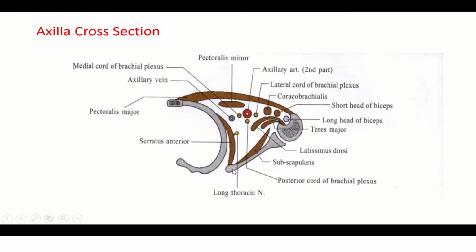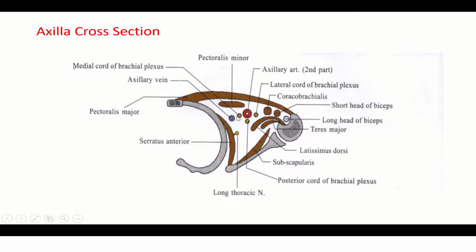Now if you observe here, this is the anterior wall. You can see the pectoralis major and the pectoralis minor. Especially this is taken at the section of second part of the axillary artery. We'll discuss further parts of axillary artery later. Here you can see this is the lateral wall: bicipital groove with long head of biceps, short head of biceps, and coracobrachialis. Here you can see the posterior wall, which is formed by the subscapularis, teres major, and latissimus dorsi. And here you can see the medial wall with serratus anterior and chest wall. This will be the cross section of axilla. And here you can see the second part of axillary artery.